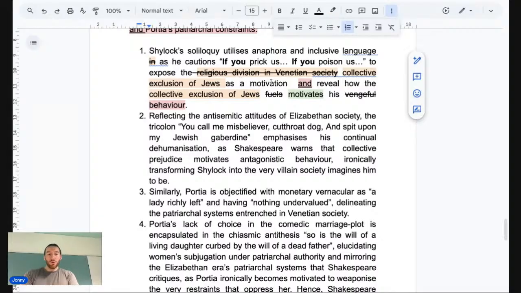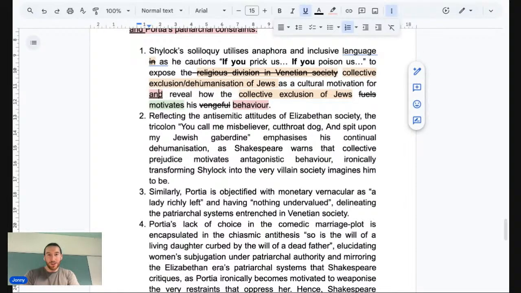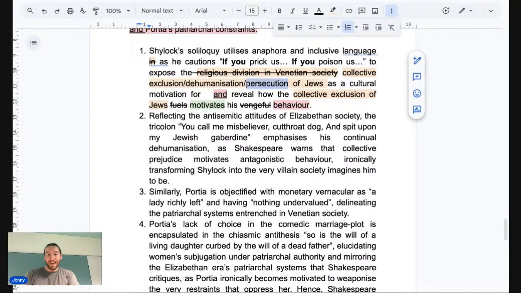as a cultural motivation, because it's like a cultural factor, right? As a cultural motivation for, and is it just revenge? Again, you might want to say something more specific than just vengeful behavior, because that's what you said above, right? And you said dehumanization, which I liked, the collective dehumanization. If you prick us, if you poison us, it's kind of like dehumanizing them as well, right? Or persecution, which seems to be most related to the idea of pricking and poisoning. Good to use language that relates very specifically to the quote that you are using. And it's a nice quote.